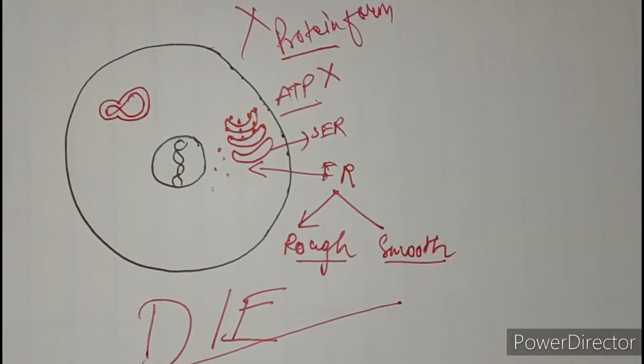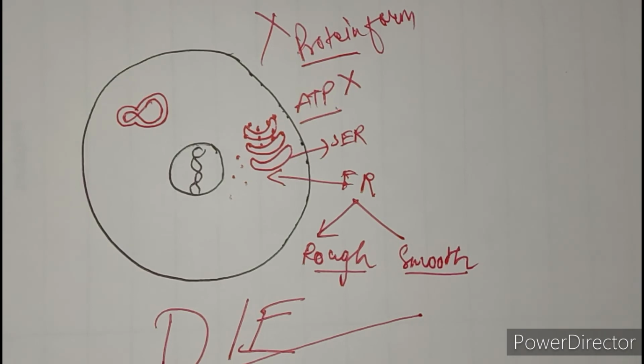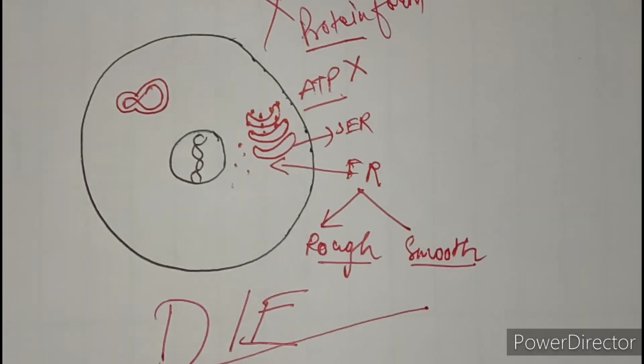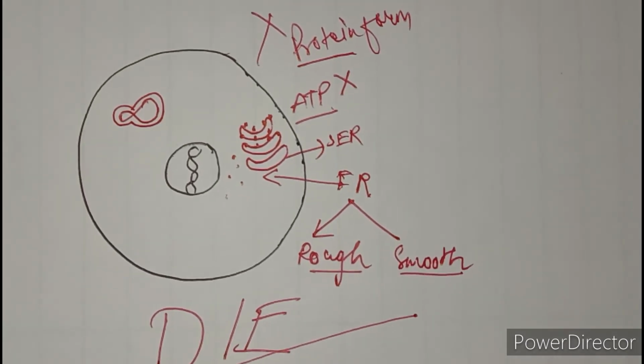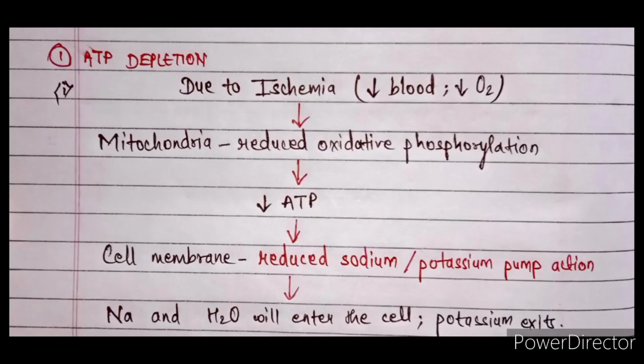So here we completed the ATP depletion. Now let's see its flow chart one by one. Now let's see the flow chart of ATP depletion. So the number one story we have already discussed is that due to ischemia there is less blood in the cell, and due to less blood there will be less oxygen. Less oxygen is due to hypoxia. So in the mitochondria, there will be reduced oxidative phosphorylation.